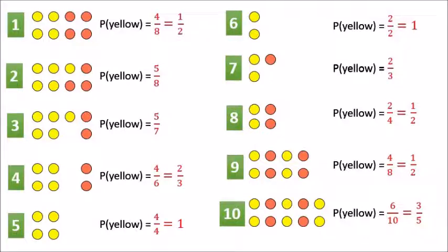Question 10, however, has 6 yellow counters out of 10 counters altogether, so therefore the probability is 6/10.